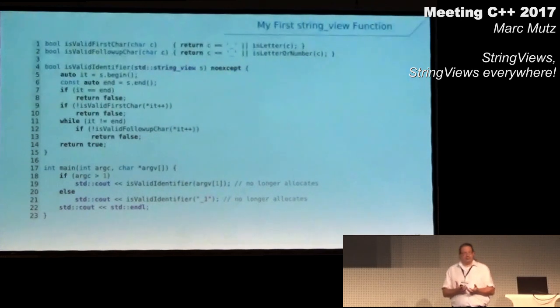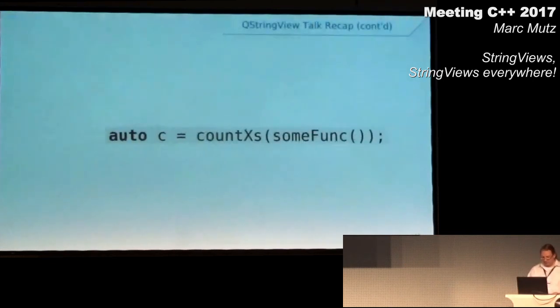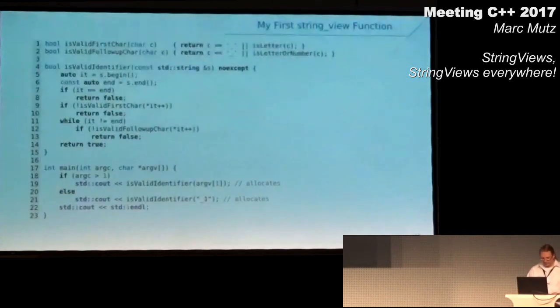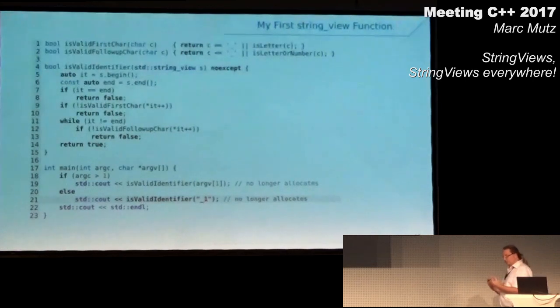And since standard string view has all the const API from standard string, we don't need to change anything, it works. What has changed is the call side, because now we no longer allocate. Oops. Sorry. We no longer allocate, neither here nor there. Because the string view is not owning, it does not allocate any memory, it's just a pointer and a length, and it can figure out the pointer and the length from a const char star. No problem. So it's already better, but we can do more here.